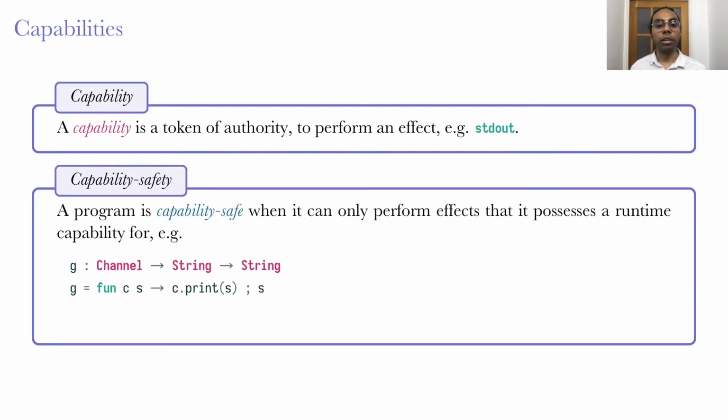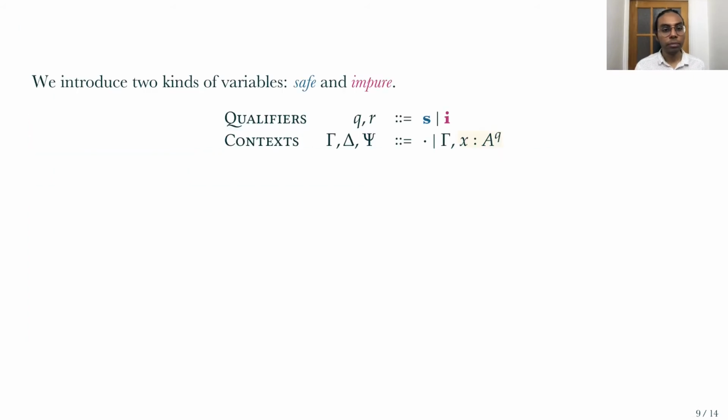Then we define the notion of capability safety. We say that a program is capability safe when it only performs effects using the capabilities it has access to at runtime. So for example, this function G is capability safe, but F is not. But G is not pure, it's only safe. So we'll come back to how we could encode purity using safety. But for now, let's try to extend our language with safety. So first, we want to distinguish between two kinds of variables, safe variables and impure variables. Safe variables are capability safe, and impure variables are just arbitrary variables in our language. So we use these qualifiers, S or I, in blue and red, to annotate the bindings of variables in our context.